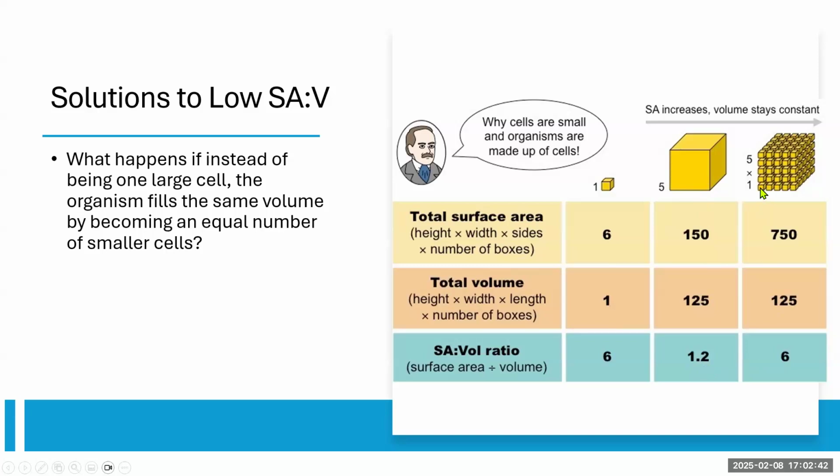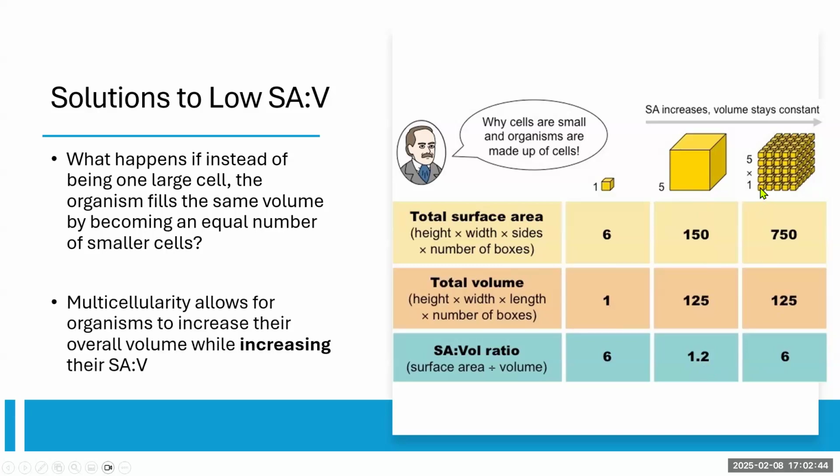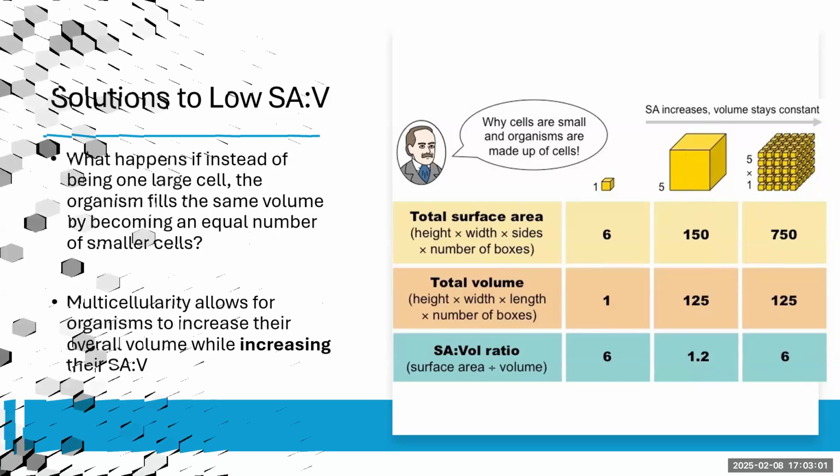So multicellularity is a way which allows cells to overcome the challenge of lower surface area to volume ratio. Instead of having one big cell, an organism made up of a lot of smaller cells will have a much higher surface area to volume ratio.